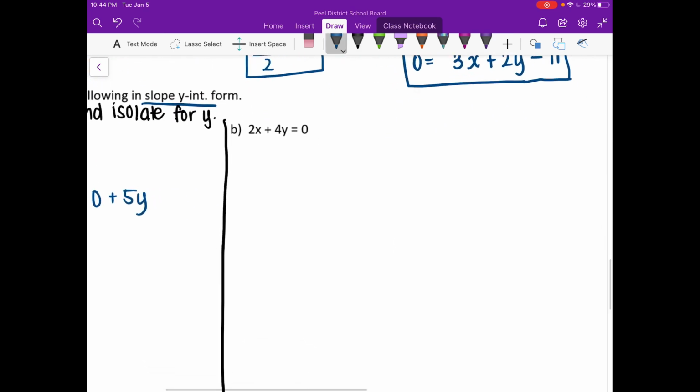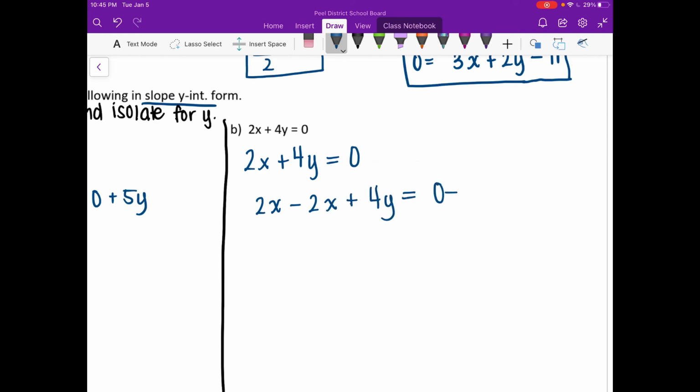All right, let's take this up. So we have 2x plus 4y equals 0. You can move the y, you can move the x, it doesn't really matter. I'm going to move the x, so I'm going to put 2x minus 2x plus 4y equals 0 minus 2x, right? This gives me 0 plus 4y equals negative 2x on this side. So I'm just going to get rid of the 0. I'm going to divide both sides by 4 to get rid of the 4 in front of the y.